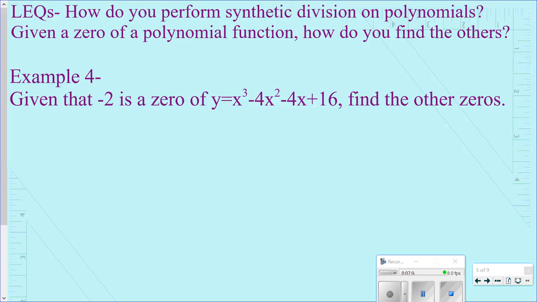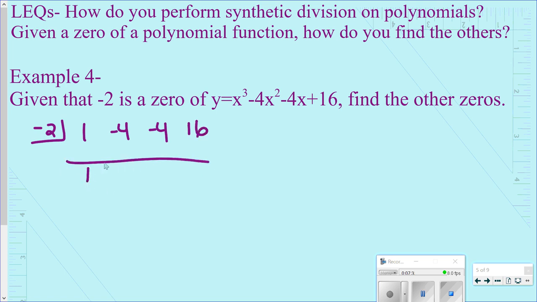Okay. So let's try this one. Given that negative 2 is a 0, so in other words, we're being told it is this time, so we should expect when we run through synthetic division, we should expect a 0 remainder. And if we don't get a 0 remainder, we know we did something wrong because we were told that negative 2 is a 0. So again, I'm looking at x cubed, x squared, x, 16. There's no missing terms this time, so just coefficients, 1, negative 4, and positive 16.